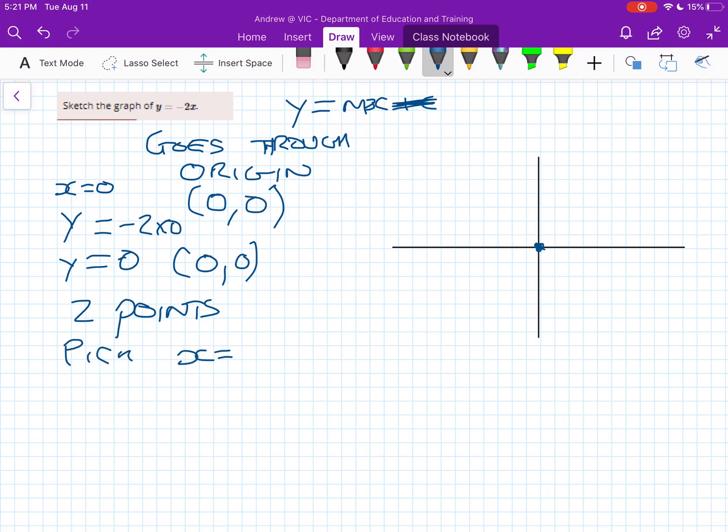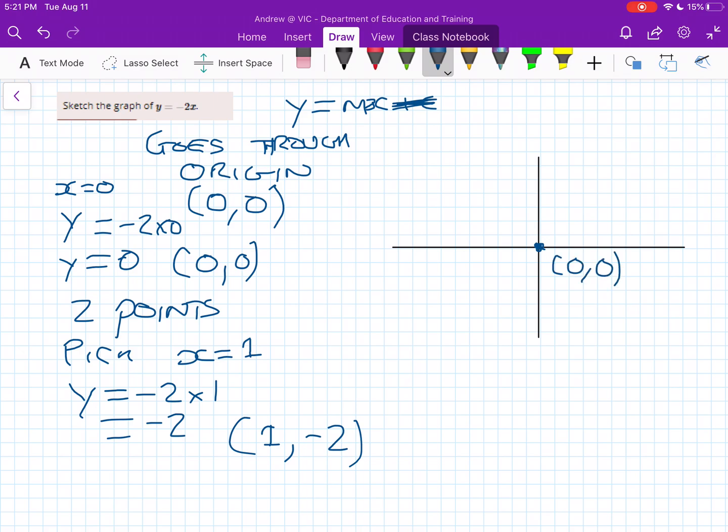Okay, so I'm going to pick x is equal to 1 and find what y is. Hopefully you can see what it's already got to equal. So y is equal to negative 2 times 1. We've got y is equal to negative 2, so this gives us the point of 1, negative 2. So now we have 2 points. We've got our origin, and then we have our point of 1, negative 2.